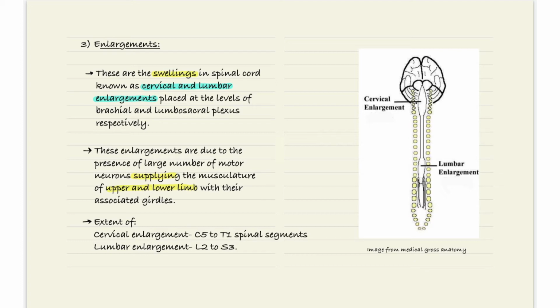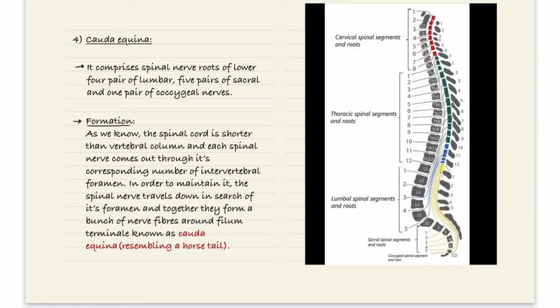Then the extent of cervical enlargement. So it is from C5 to T1 spinal segments, not the vertebral canal level, the spinal segment level. And the lumbar enlargement is from the L2 to S3 level. The fourth external feature is the cauda equina.